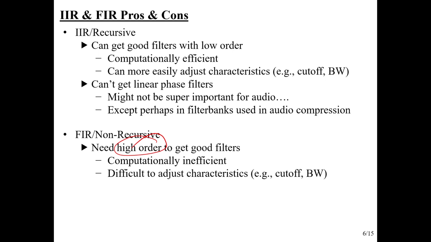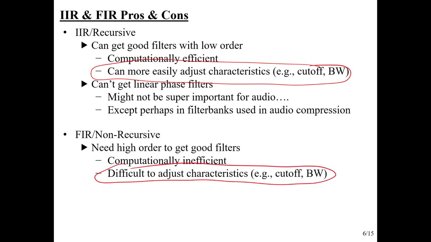And these filters can get pretty long. To get a nice one, we might need 100 to 200 coefficients, or taps as we call them. And so that can be excessive. With an IIR, you might be able to get a similarly good filter with, instead of 200 multiplies, only 4 or 5 or 6 multiplies. So that's a huge difference. The other big thing, as I alluded to above, is that it's difficult to adjust certain parameters like the cutoff frequency or the center frequency or the bandwidth of a filter.